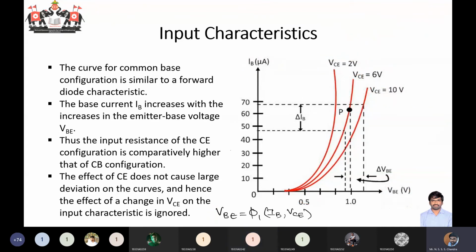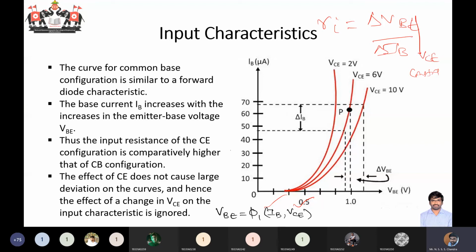Okay, you tell me. VB is a function of IB and VCE. So what will be your input resistance? Input resistance is equal to delta VBE by delta IB, for constant VCE. So VCE is equal to constant, then you get that. From the graph you have to tell me whether input resistance will be a large value or a small value.